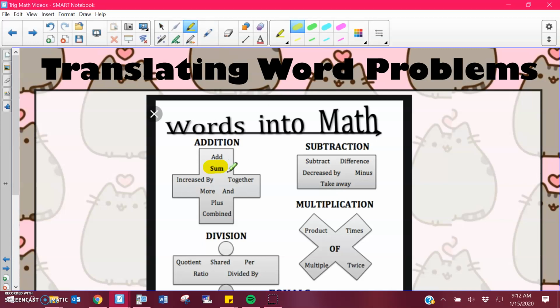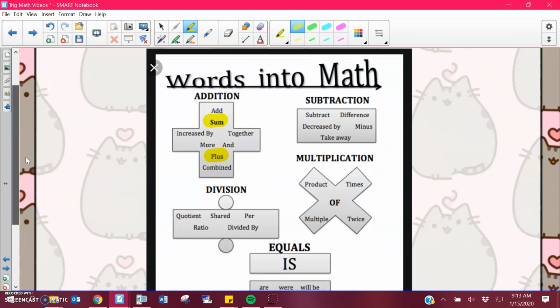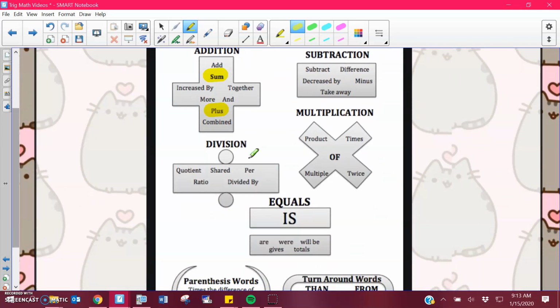We know sum means to add. Obviously, plus means to add. There are a couple that might be a little more confusing, especially when they use more or, and you kind of have to pay attention to the words and the context that they're in. Subtraction, a lot of these, again, are what we're used to: subtract, decreased, all of those. It's the multiplication that sometimes we forget about, this word of. When they say we have 12 of something, that means I multiply, okay?